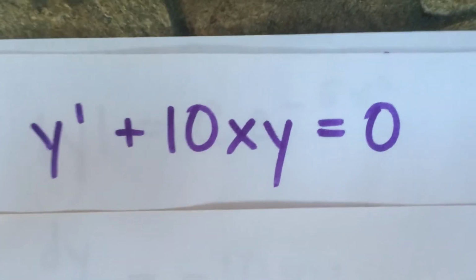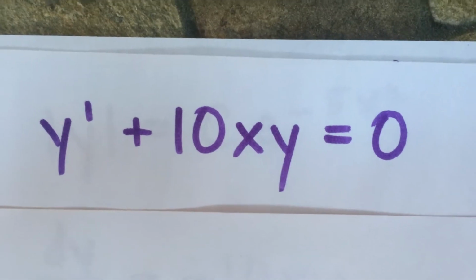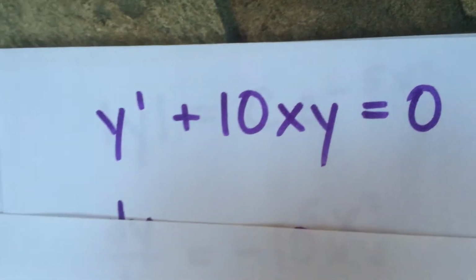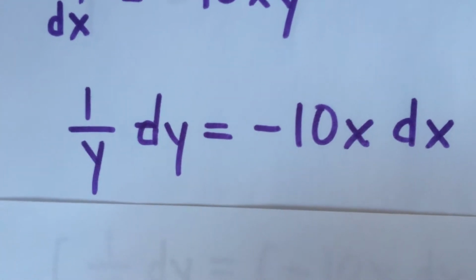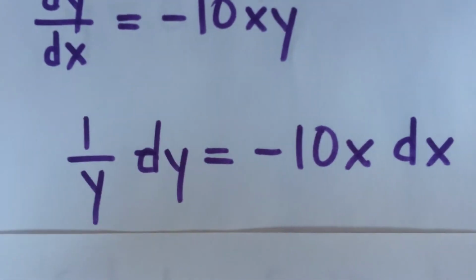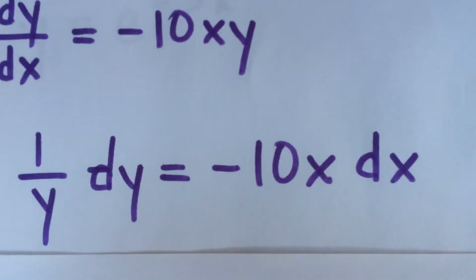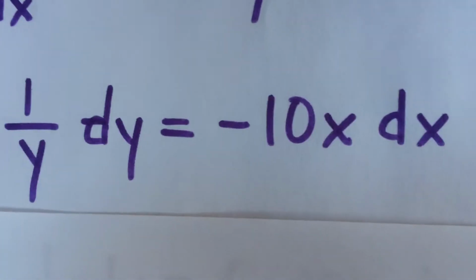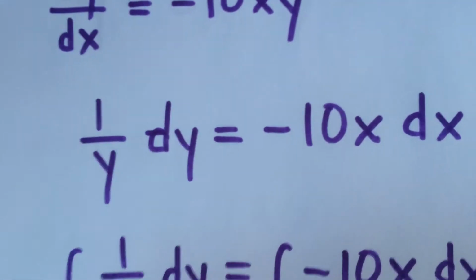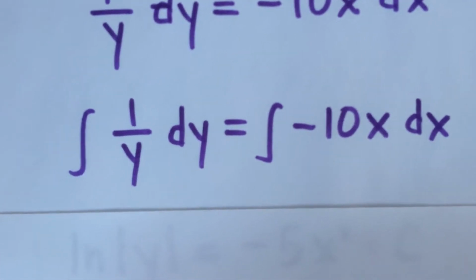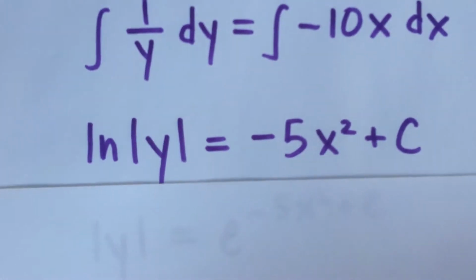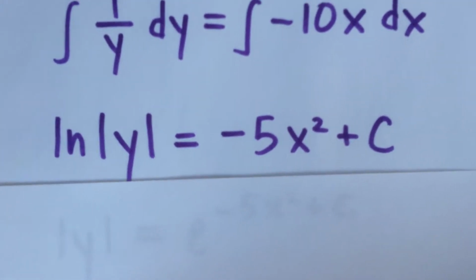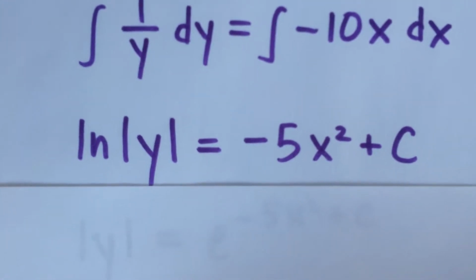Now for an example, y prime plus 10xy equals 0. We do some multiplication and division and move the variables around so that we end up with 1 over y dy equals negative 10x dx. Now because both sides are equal, we can take the integral of both sides. The integral of 1 over y is ln of the absolute value of y, and that is equal to negative 5x squared plus a constant.